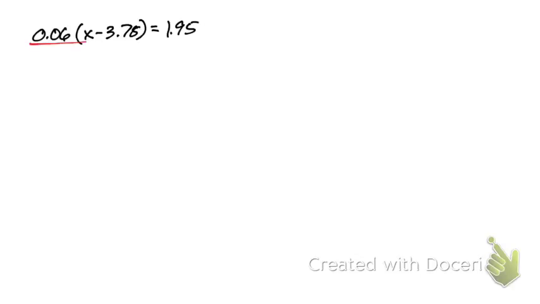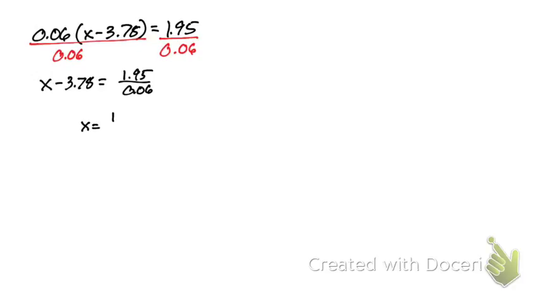Divide both sides by 0.06. That would give me x minus 3.78 equals 1.95 divided by 0.06. Then we'd add 3.78 to both sides, so you should come up with x equals 1.95 divided by 0.06 plus 3.78. I don't know what that comes out to, but everyone should come out with the same value if they plug that in.